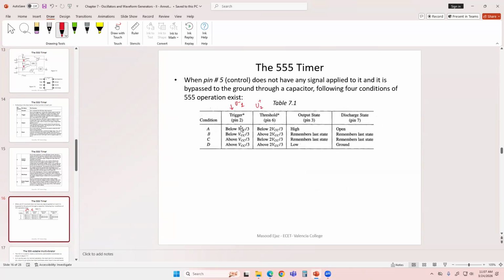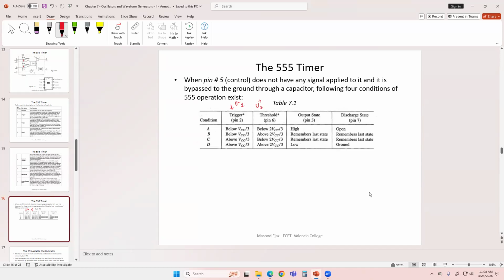Condition B is if V inverse is below VCC by 3, but threshold is above VCC by 3. Then it's just going to remember the last state. Whatever the last state was, either high or low, that is going to be the output.